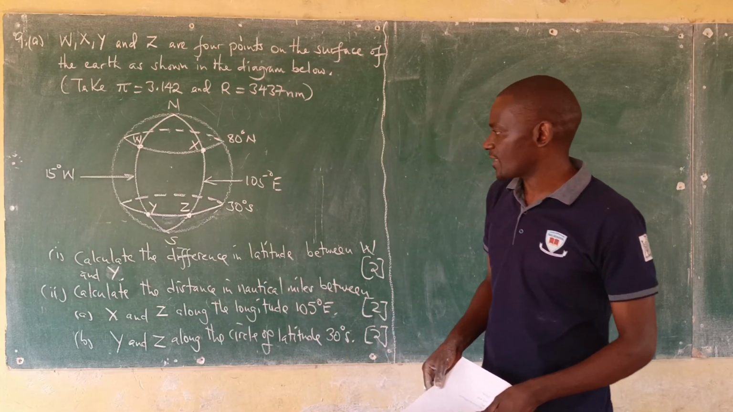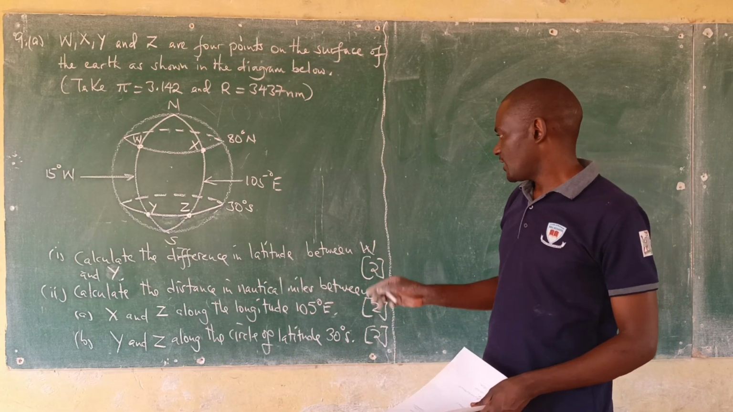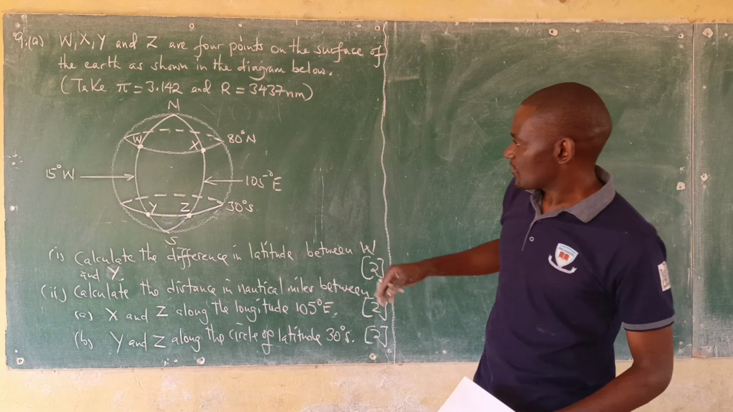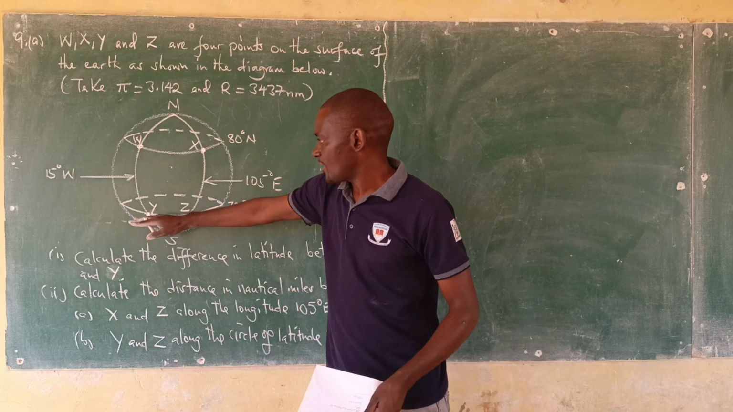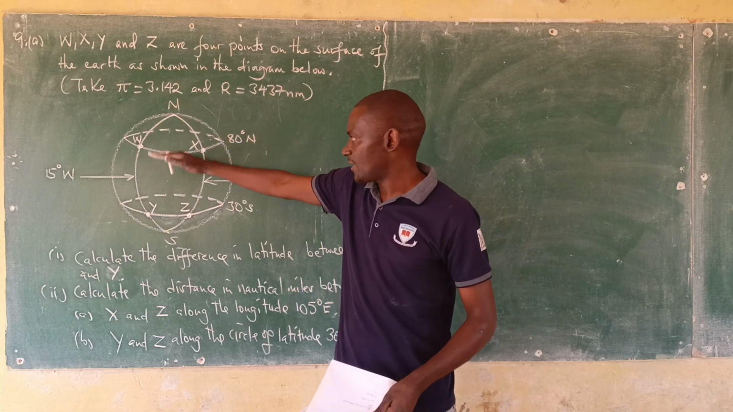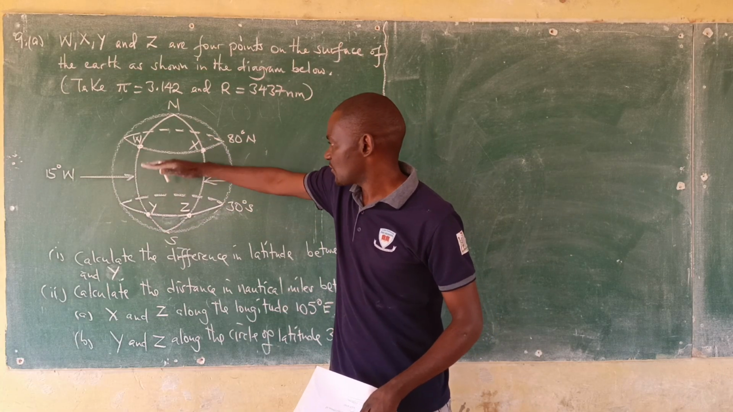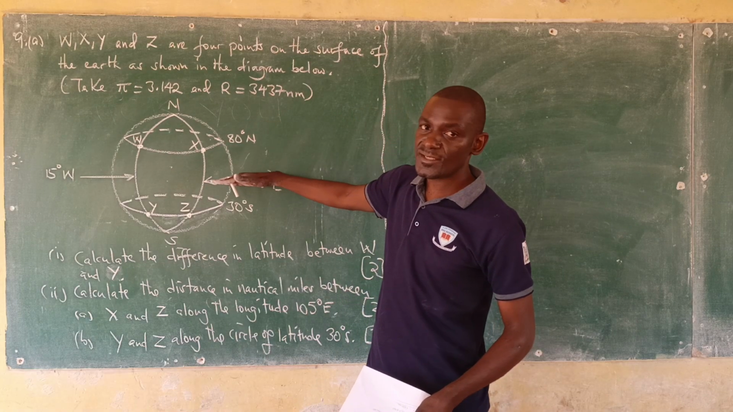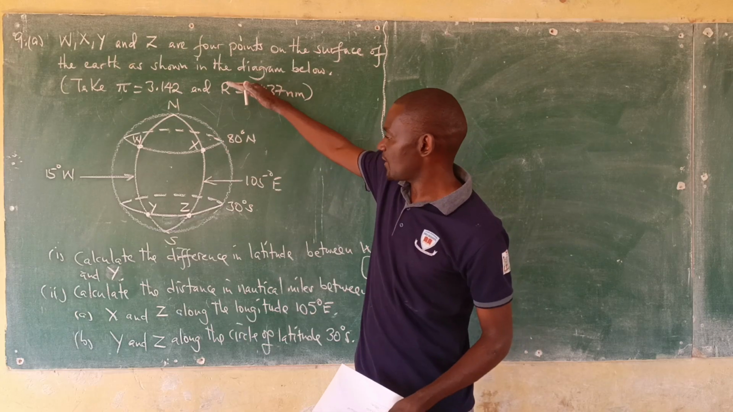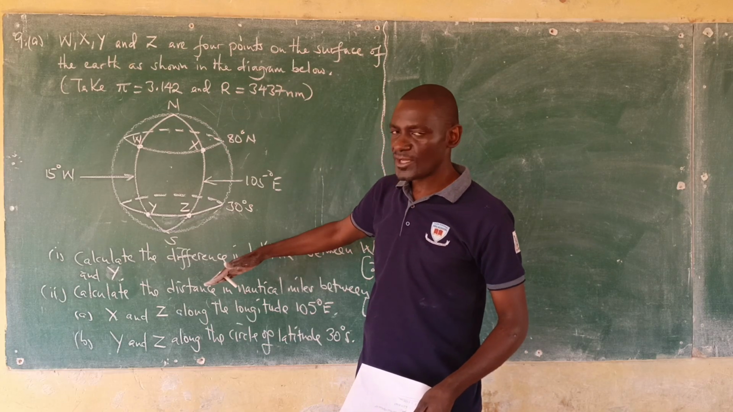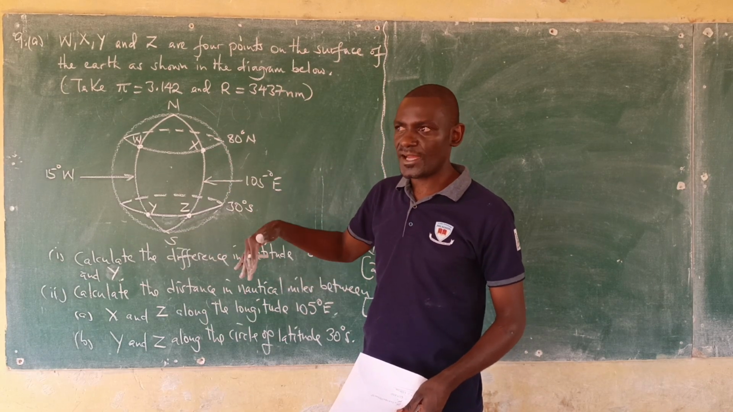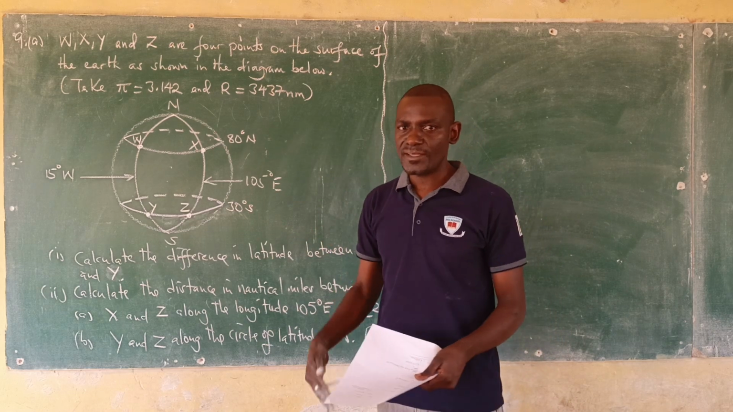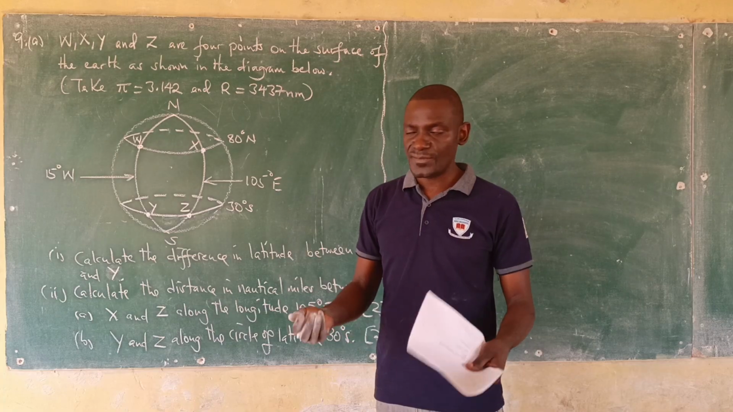Now the first part says calculate the difference in latitudes between W and Y. So W is here, Y is there. We just want to find the difference between these two latitudes. This one is 80 degrees north. Remember there is the equator which is 0, so there is 80 going up and then there is 30 going down. So to find the difference, we add. This is why we say if the points are in different hemispheres, to find the difference in latitudes, simply add.